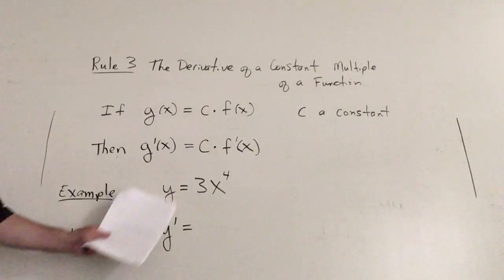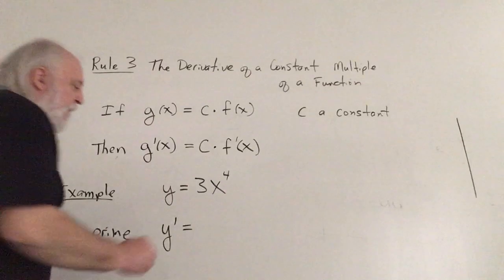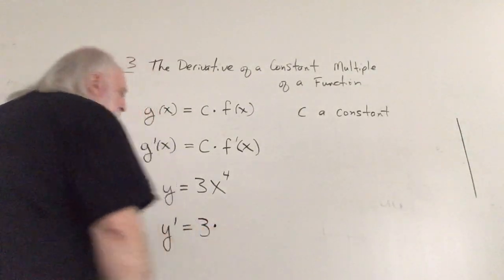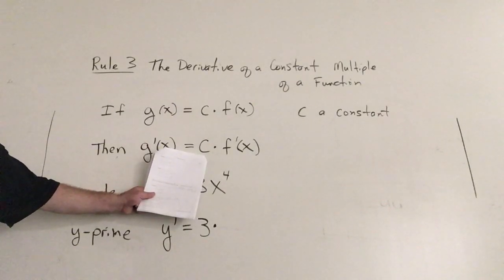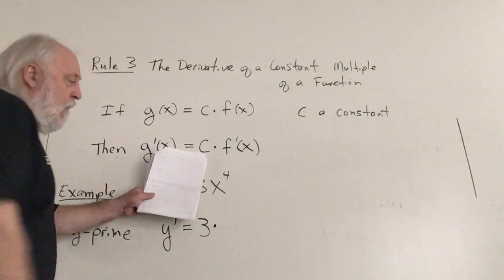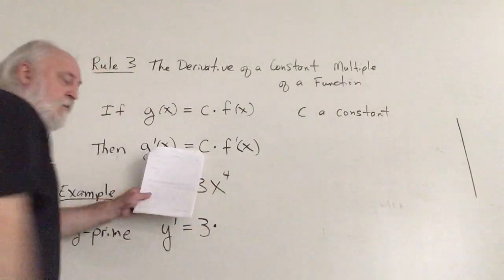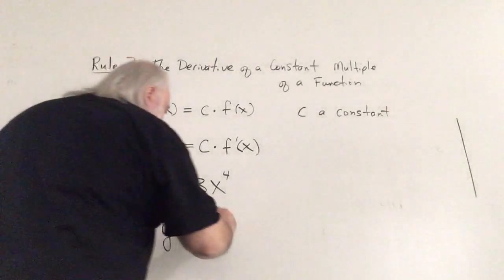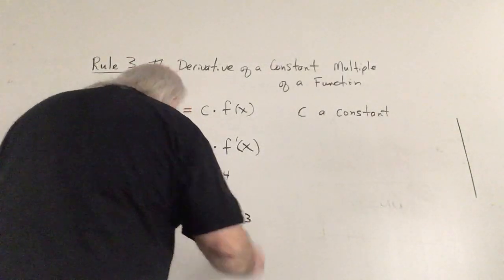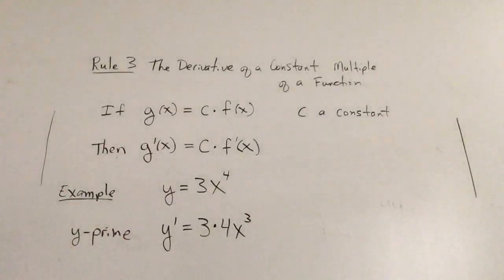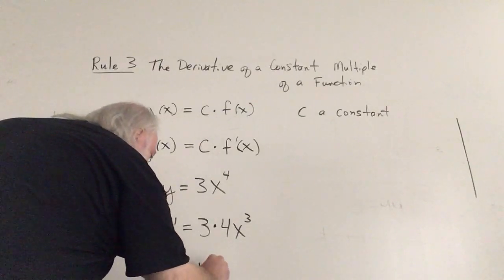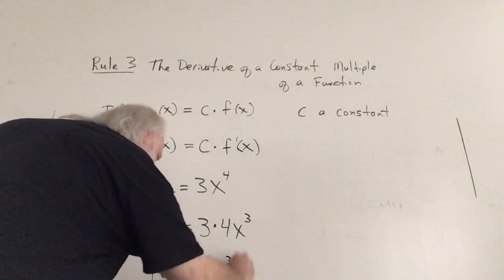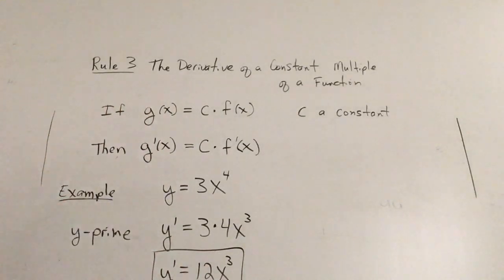So in calculating the derivative on the right-hand side, we just bring along that constant multiple 3, and then we multiply it by the derivative of x to the 4th using the power rule. The derivative of x to the 4th by the power rule, you bring the 4 down front, subtract 1 from the exponent. You have 4 times x cubed. 3 times 4 is 12. So y prime is equal to 12 times x cubed. And that's the derivative of y equals 3 times x to the 4th.